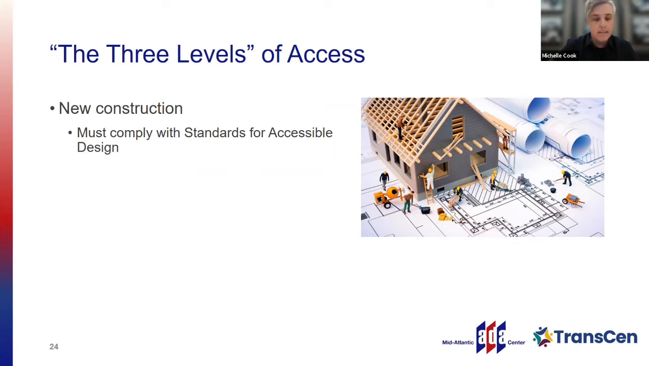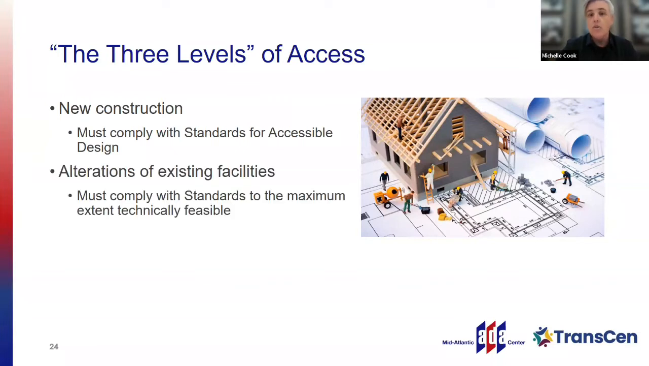There should be a system of checks and balances established in those lines of new construction to ensure that everything from the planning stage up through construction and execution and final ribbon cutting on an establishment is done in a fully accessible way. The next level is alterations of existing facilities.